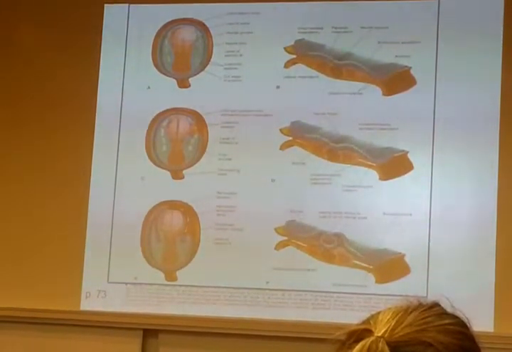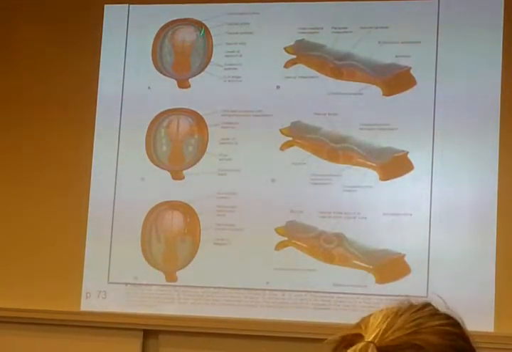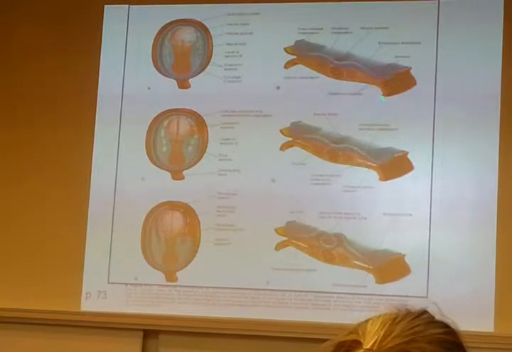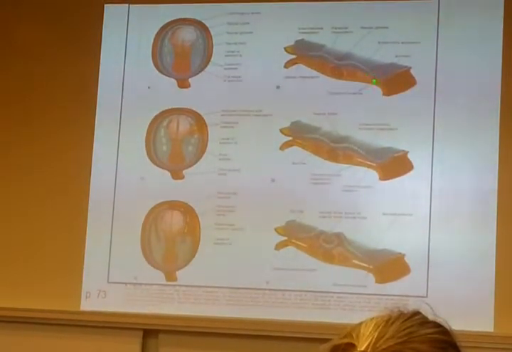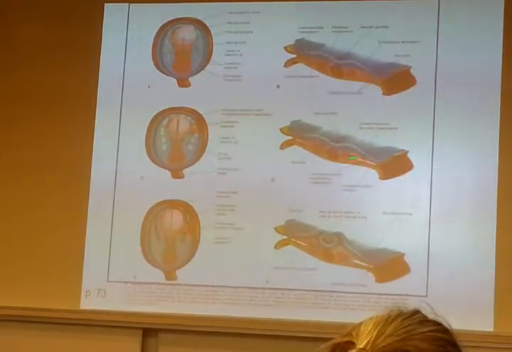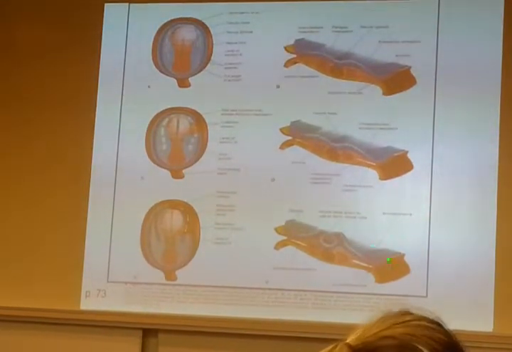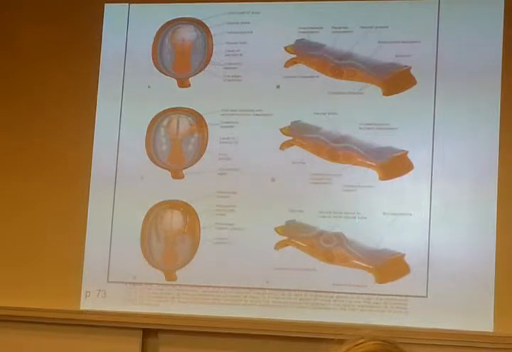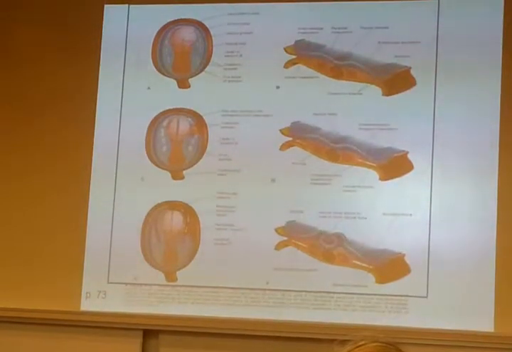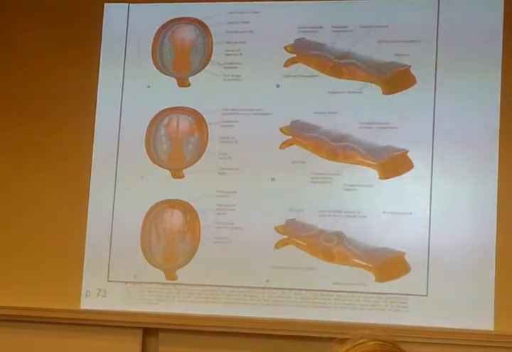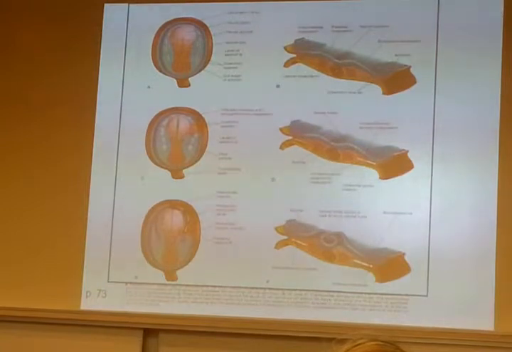Okay, so you don't know what a coelom is. So you got coelomic spaces. And then you look over here, and you've got coelomic space and intraembryonic coelom. And then on either side, you've got somatopleur and splanchnopleur.